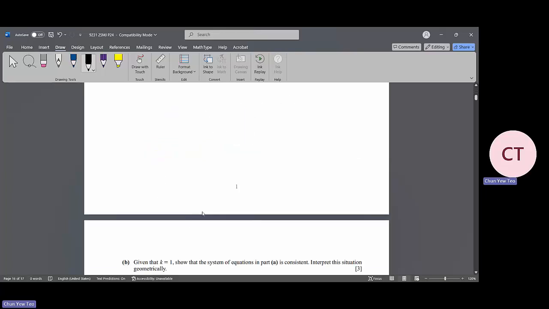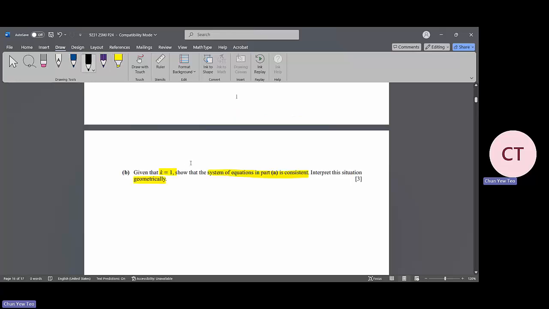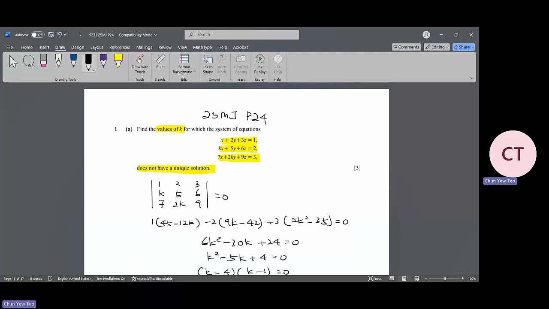Move on, we have part B. Given that k is 1, show that the system of equations in part A is consistent and interpret the situation geometrically. So we need to replace k with 1 over here. That means all these become 1.